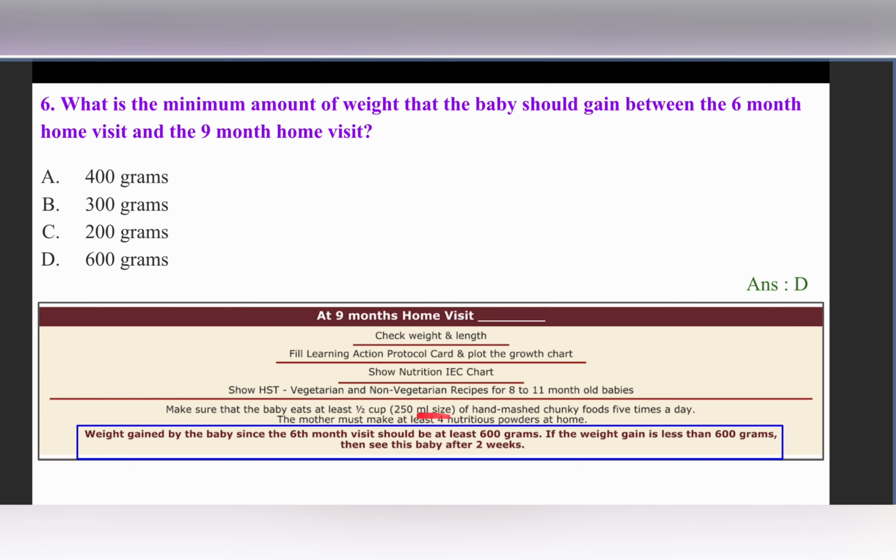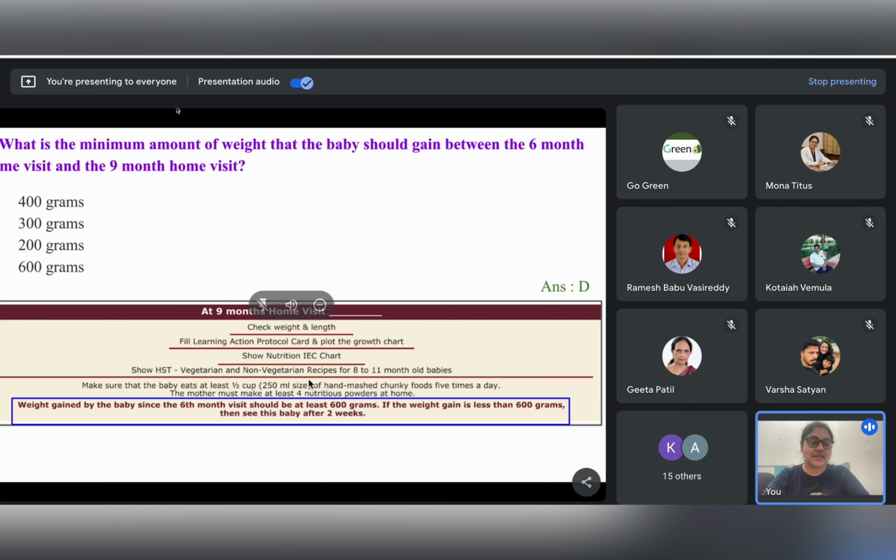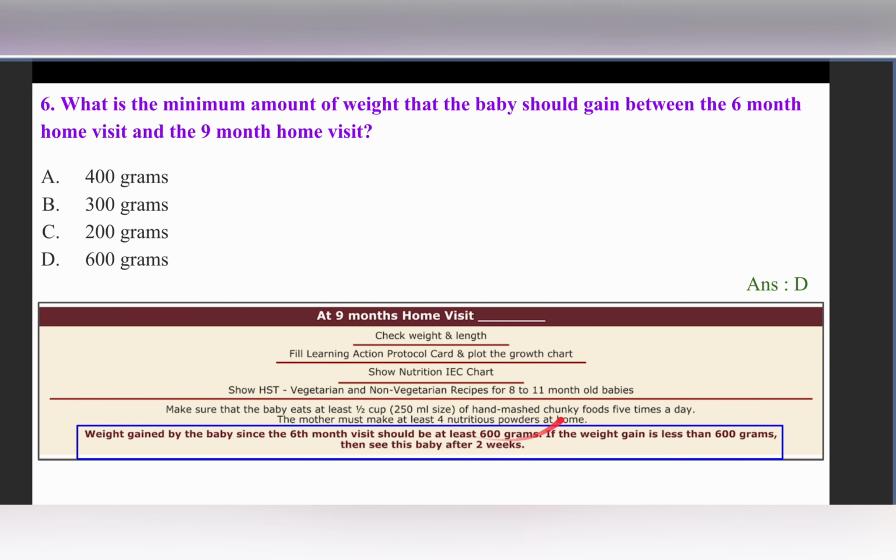Here, as we can see, the child now needs half a cup of food, hand mashed chunky foods, 5 times a day. If you remember, for an 8-month child the required feeding frequency was 4 times a day. Now for a 9-month child, it has increased to 5 times a day. So the specific amount of food is half a cup, the frequency is 5 times a day, and as we just discussed, the number of nutritious powders is 4.